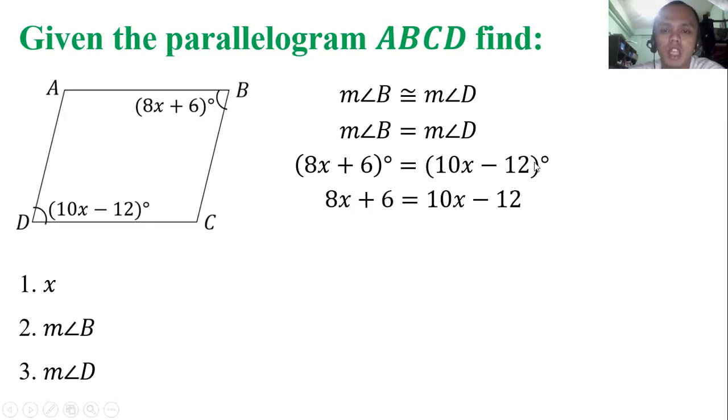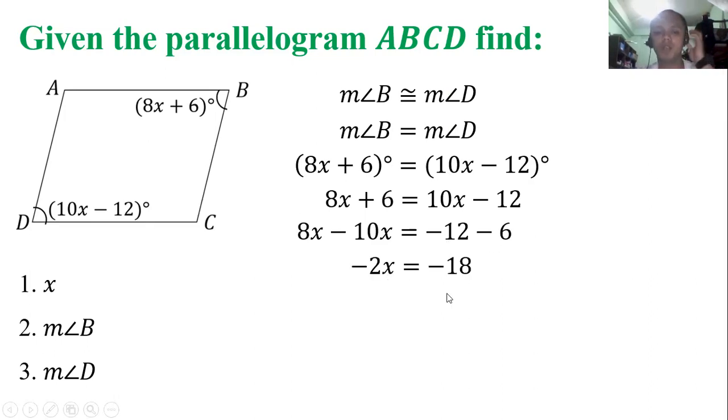Then remove the degree signs. And then transpose 10x to the other side. We have 8x minus 10x equal to negative 12. Transpose 6 to the other side. We have negative 6 here. 8x minus 10x is equal to negative 2x. Negative 12 minus 6 is negative 18. Then divide both sides by negative 2. Cancel this out. Then we have x is equal to negative 18 divided by negative 2 is 9. So your x is 9.